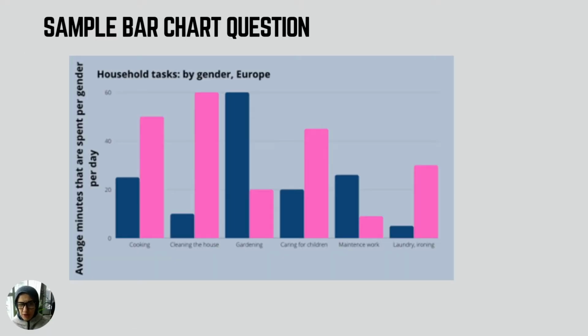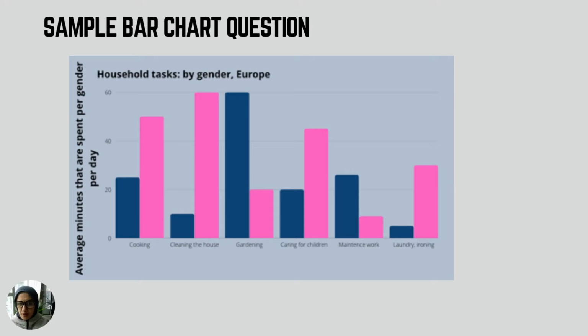So here's a sample question that you may get for writing task 1. This is a bar graph, and it talks about the average minutes that are spent per gender a day in the household for household tasks. So for example, the blue represents the males and the pink represents the females. So the first one says cooking, cleaning the house, gardening, caring for children, maintenance work, and the last one is laundry and ironing.